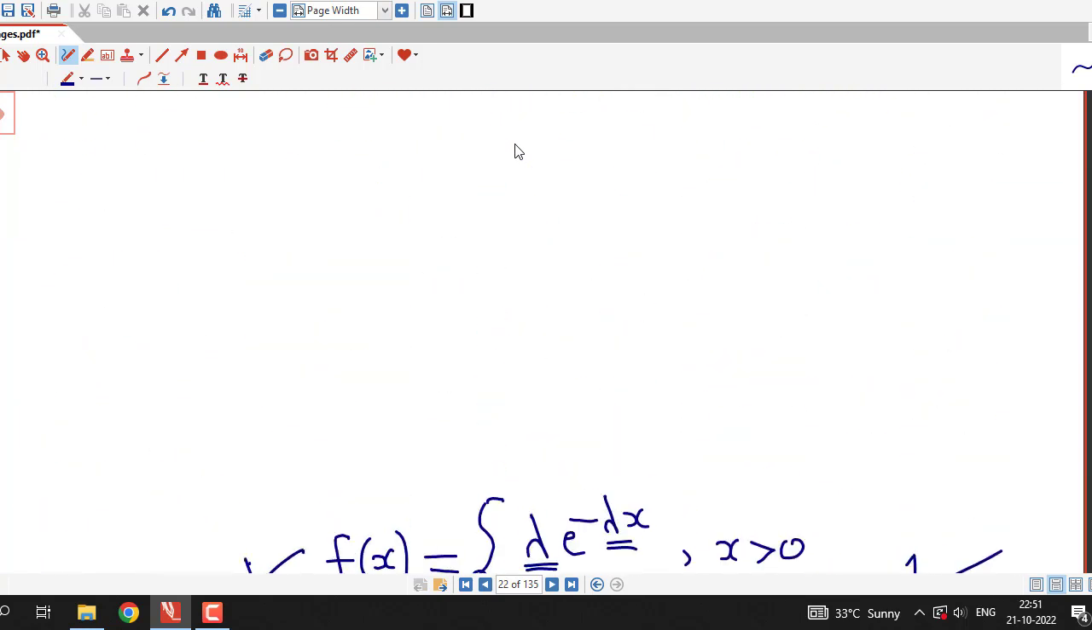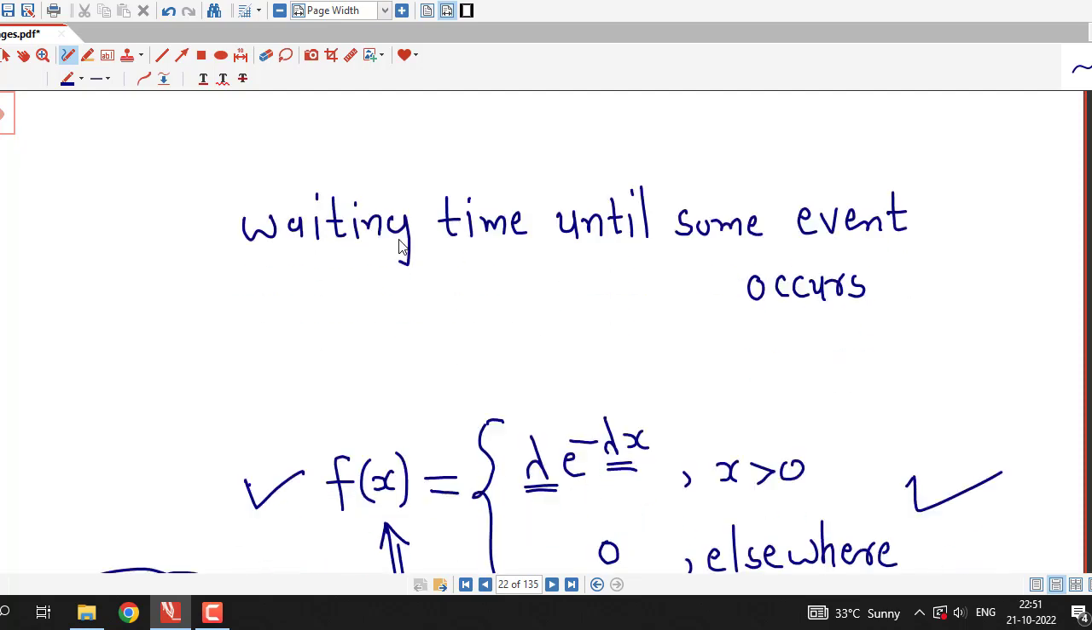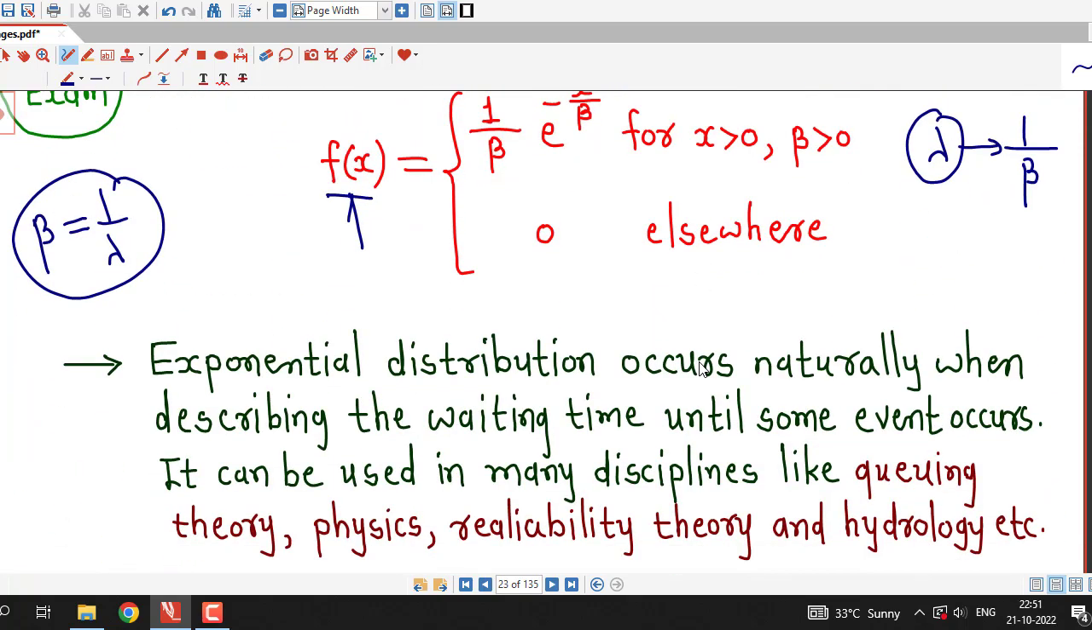So we have seen that if we are interested in the waiting time until some event occurs, or the waiting time between two events, this type of situation can be modeled by exponential distribution. So they have asked this question: how exponential distribution is useful in real applications.